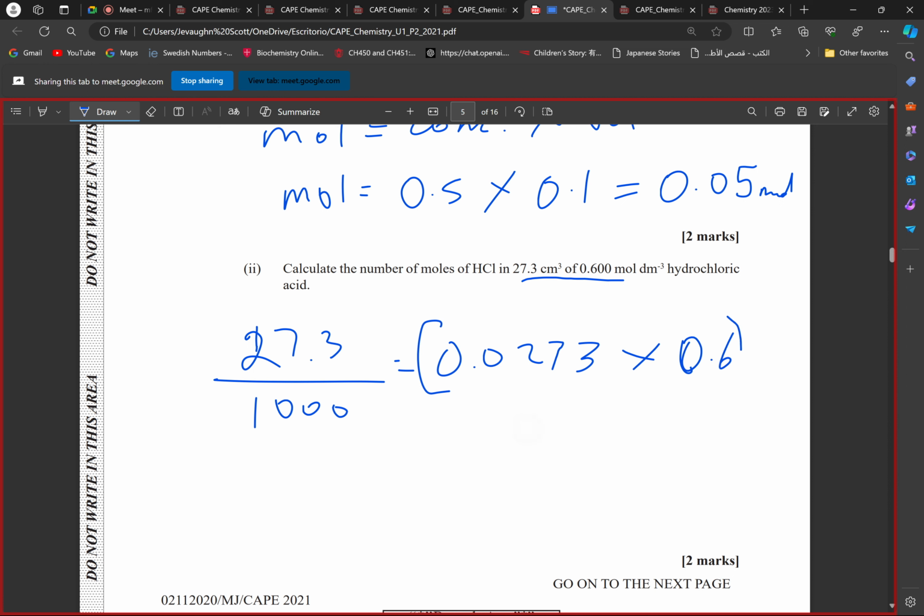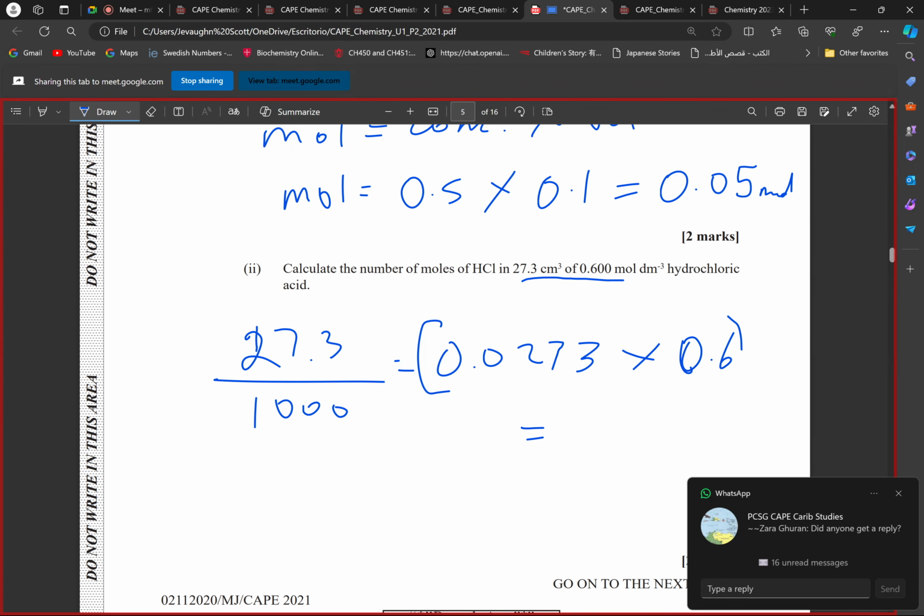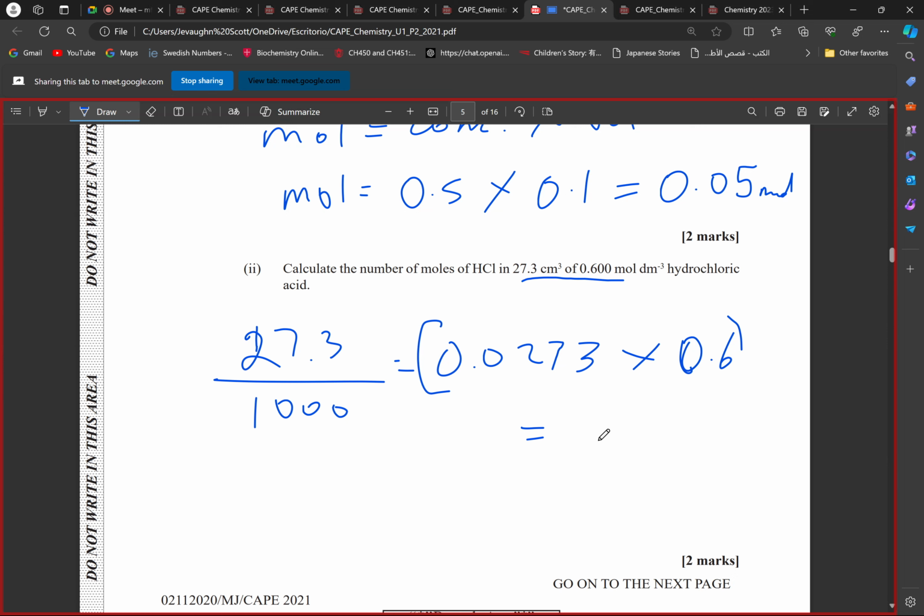And what's our answer here? 0.01628. Okay, everybody's fine with that? Okay. All right, so that would be to how many? Wait, the same formula as above? Yes.